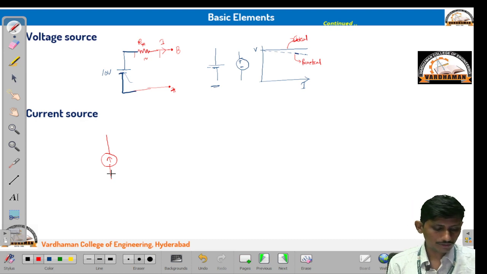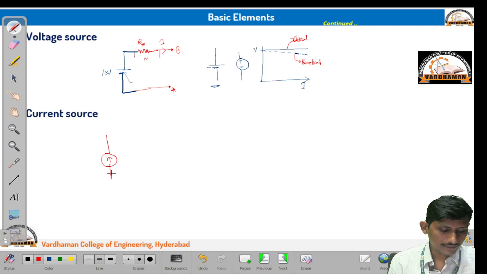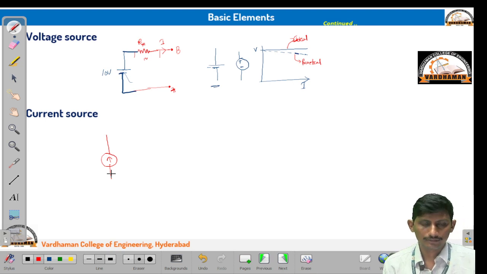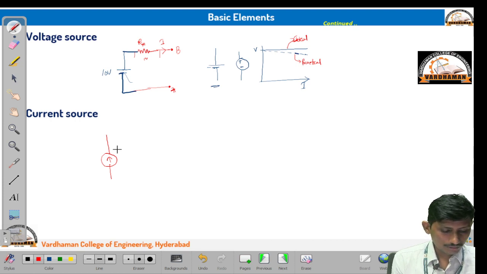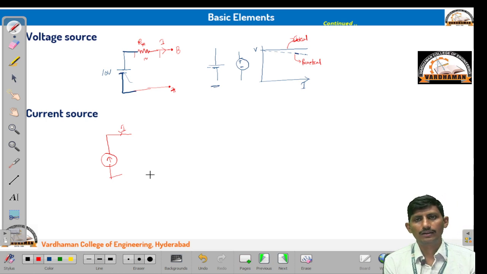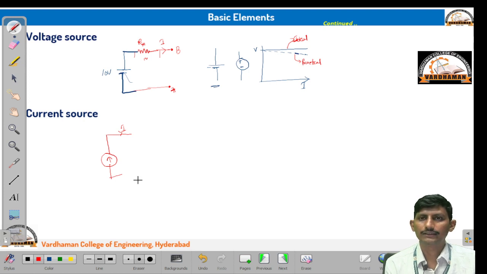Make sure that you are drawing a perfect circle inside which is a straight arrow. A tilted arrow will represent another measuring device, so do not draw a tilted arrow. It should be a straight line. Okay. So, an ideal current source is expected to deliver constant current I irrespective of the voltage applied across it or any other source or element connected in the circuit.